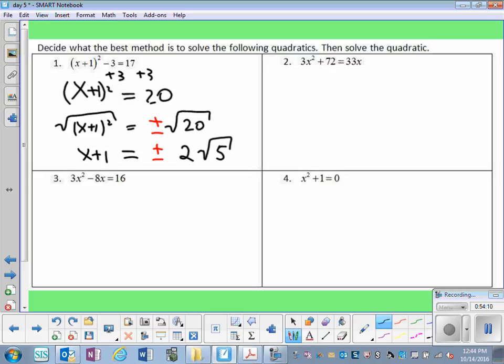Okay, so how do I solve for x? I think you subtract one. We subtract 1. Very good. So I subtract 1. And then how do I write it? Let's write here. X equals negative 1 plus or minus. Yes, excellent. X equals negative 1 plus or minus 2 square roots of 5.